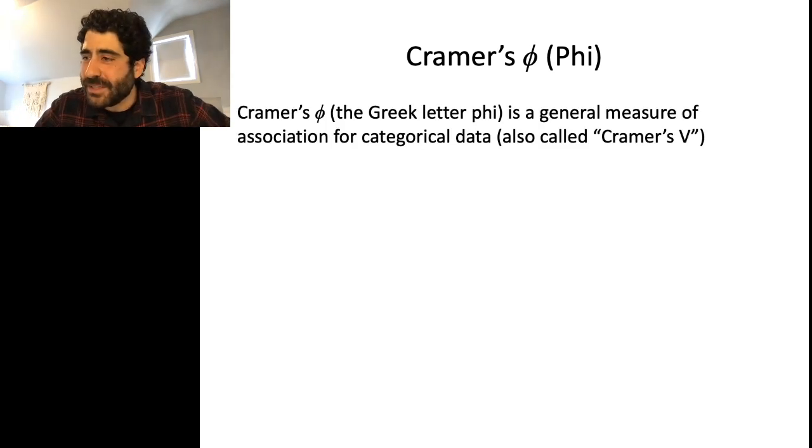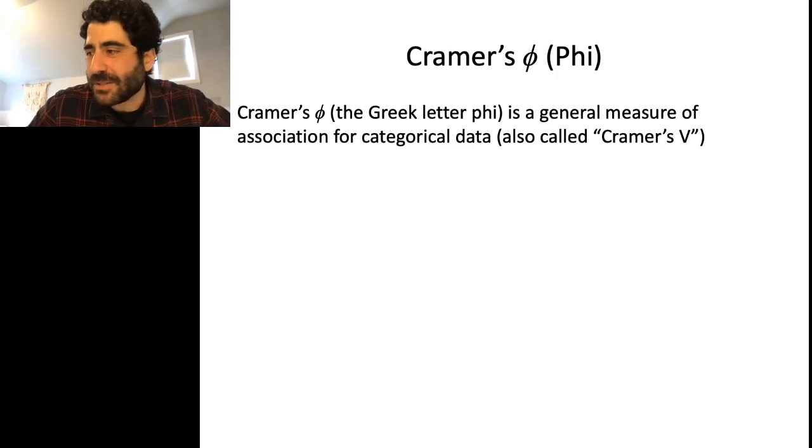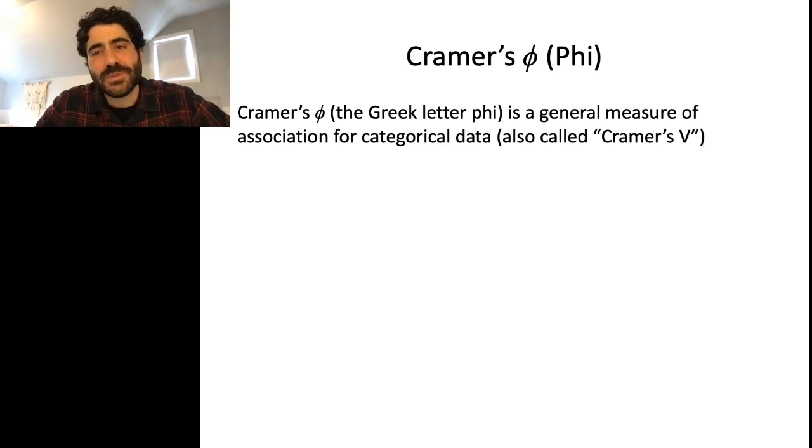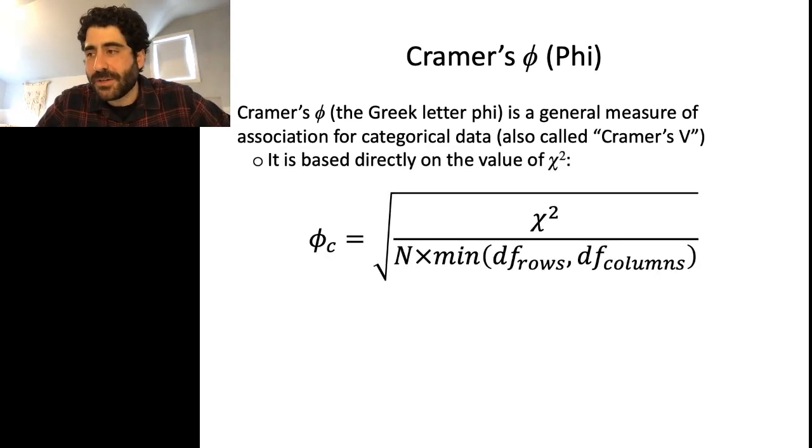We can use this measurement called Cramér's phi. We will often write this with the Greek letter phi, which unfortunately looks different in different fonts, so you'll see it written a few different ways. It's also sometimes called Cramér's V. It's going to be interpreted kind of like a Pearson correlation, and it's really easy to compute once you have the chi-squared value. All you need to do is this.